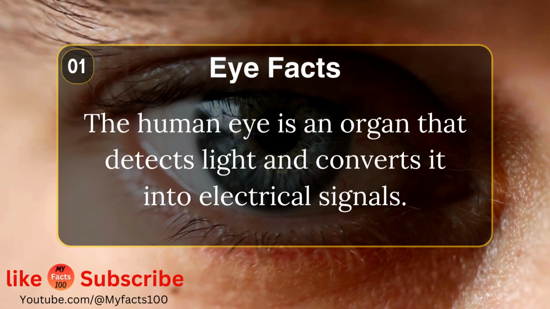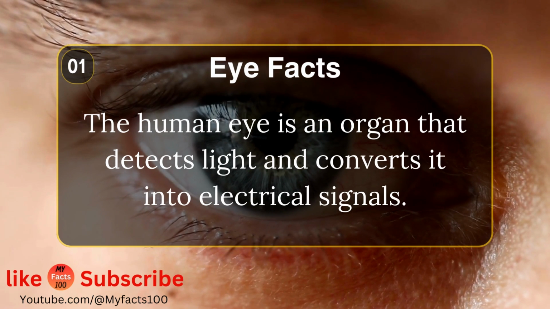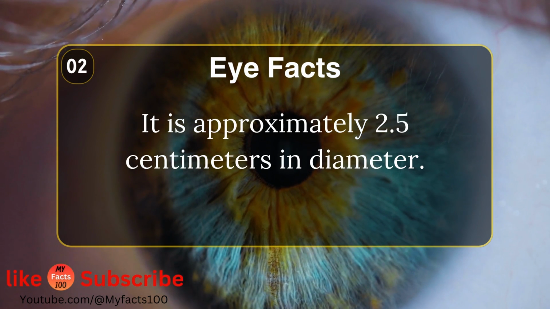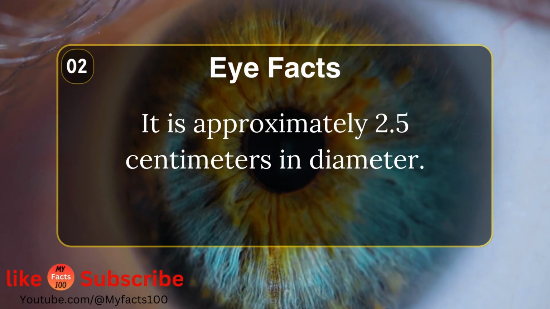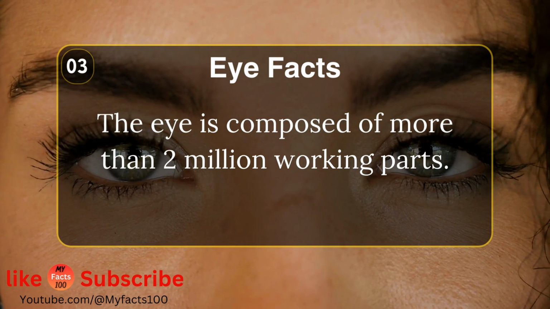The human eye is an organ that detects light and converts it into electrical signals. It is approximately 2.5 centimeters in diameter. The eye is composed of more than 2 million working parts.